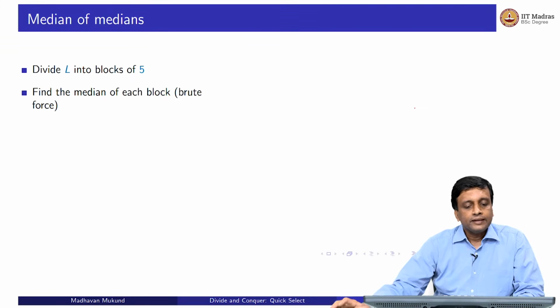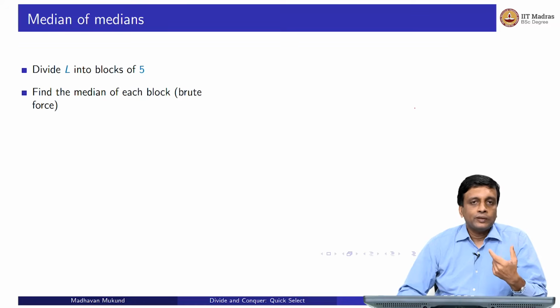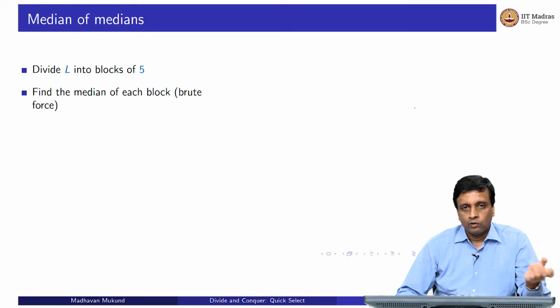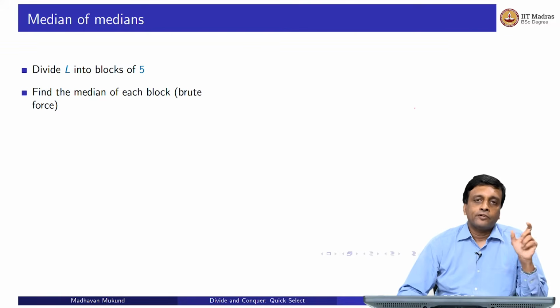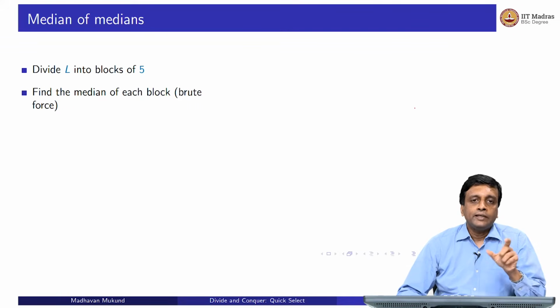Now for each block of 5 elements, we can find the median by, if necessary, brute force. We can sort it and find the middle one, or we can just rearrange it by any standard sorting algorithm and find the value in the middle. So for a block of 5 elements, it's a constant amount of work, because the block size is fixed to be 5. So we can find the median of the first block, the second block, and so on.